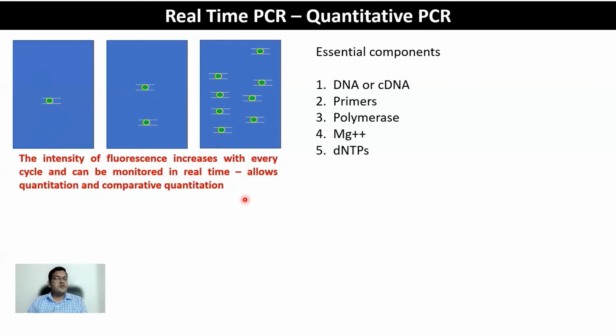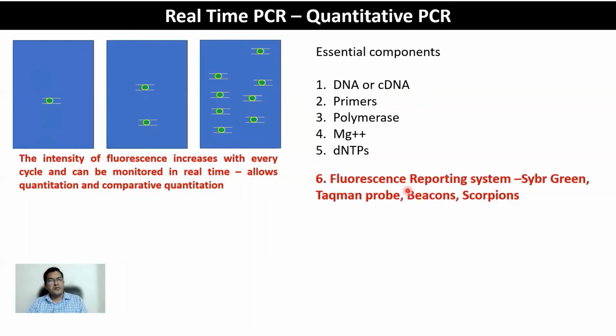So what are the essential components of real-time PCR? Most of the components are exactly the same as what we began with in normal PCR. You'll have DNA or cDNA, primers, polymerase, magnesium ions, and dNTPs. But the most important difference from conventional PCR is that you also have a fluorescence reporting system.